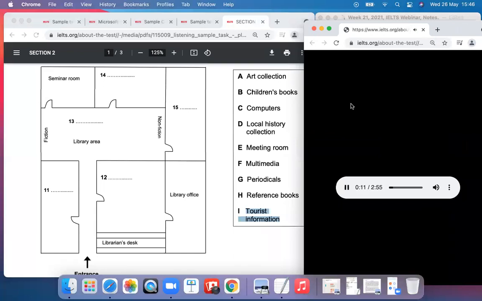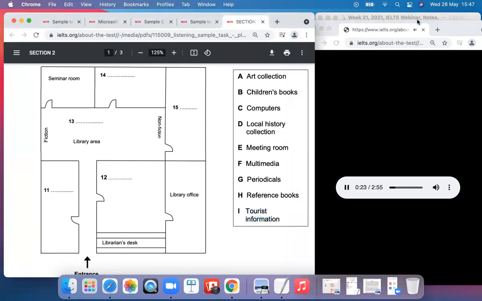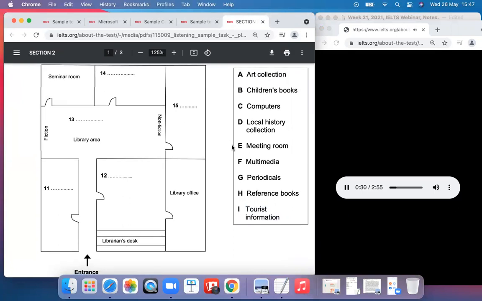Okay, everyone. So here we are at the entrance to the town library. My name is Anne, and I'm the chief librarian here. And you'll usually find me at the desk just by the main entrance here. So I'd like to tell you a bit about the way the library is organized and what you'll find where. And you should all have a plan in front of you.